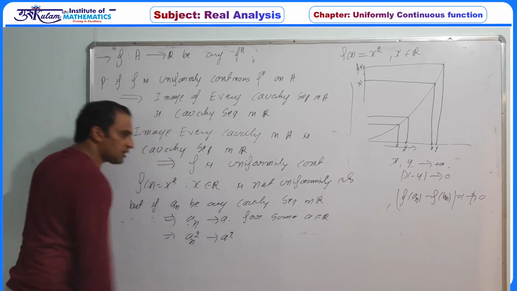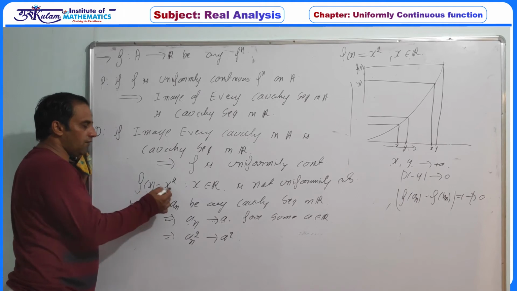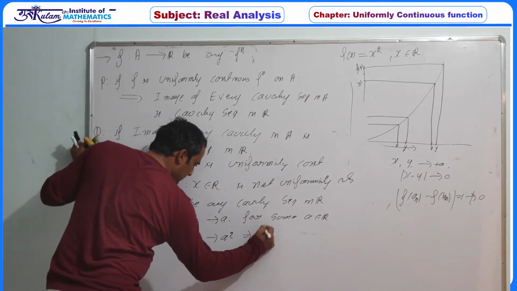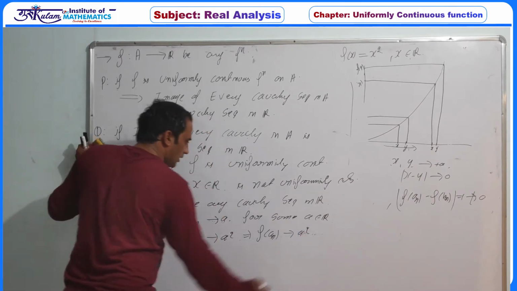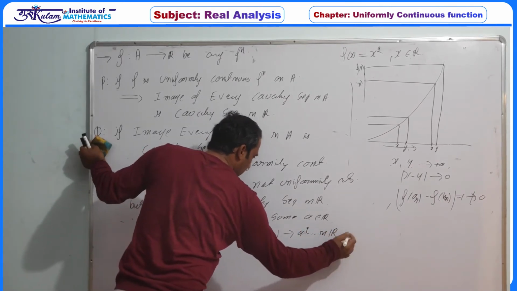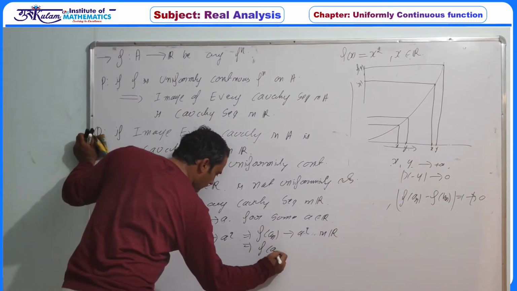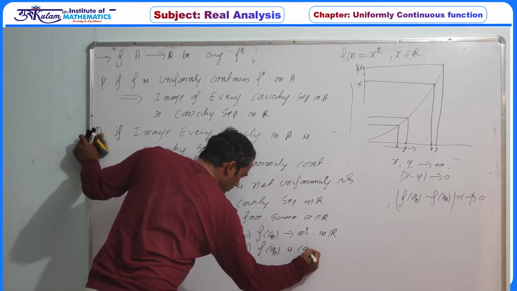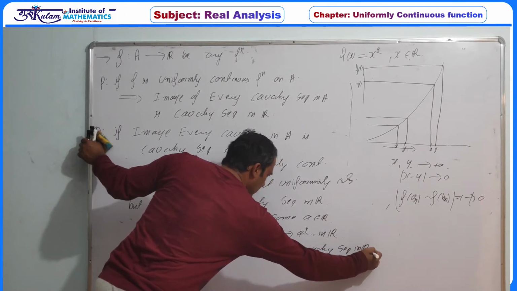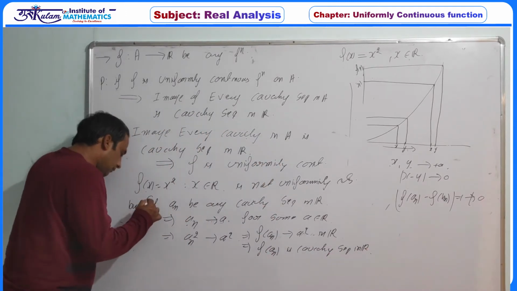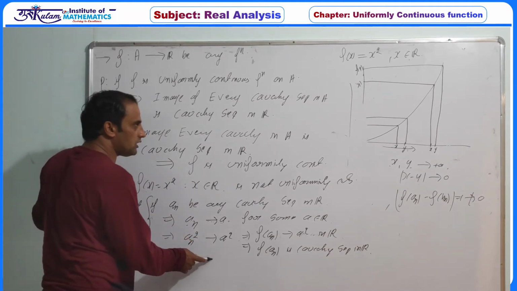So AN square converges to A square, and AN square is representing F of AN. So this implies F of AN converges to A square in R. And in R, every convergent sequence is a Cauchy sequence. So this implies F of AN is a Cauchy sequence in R.